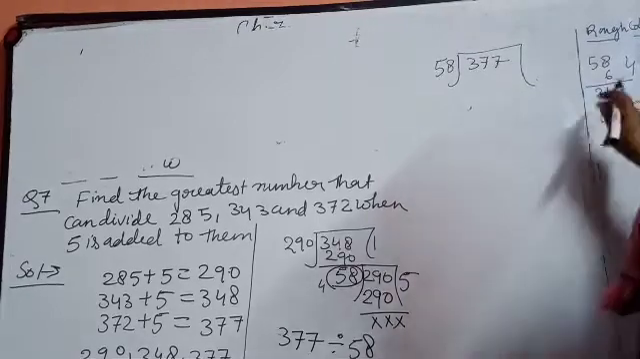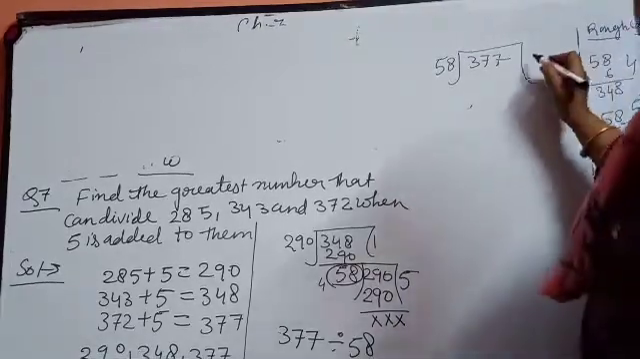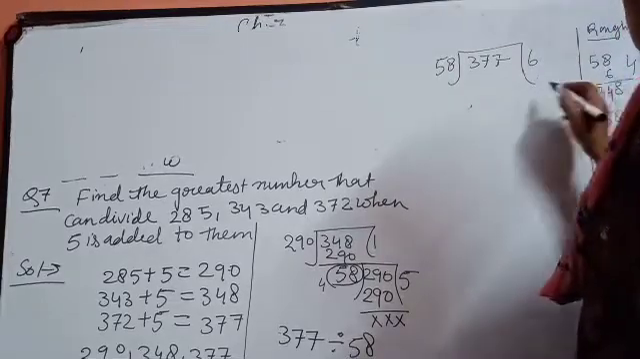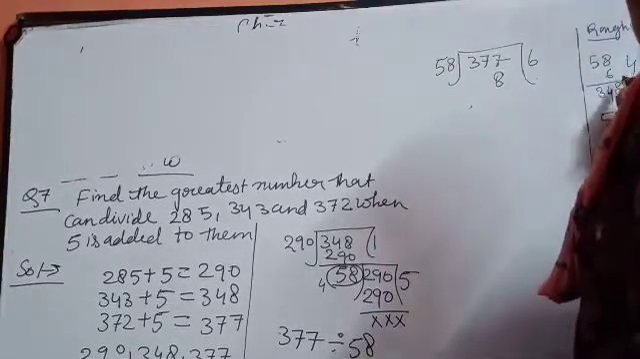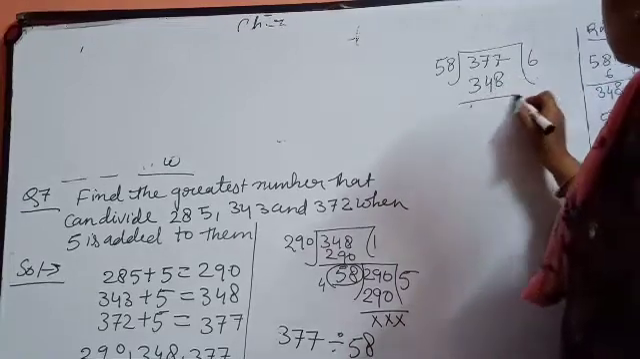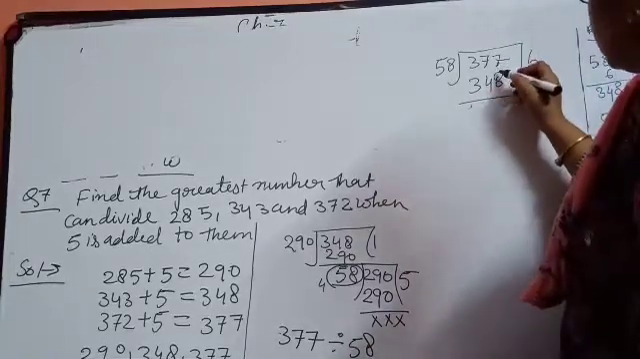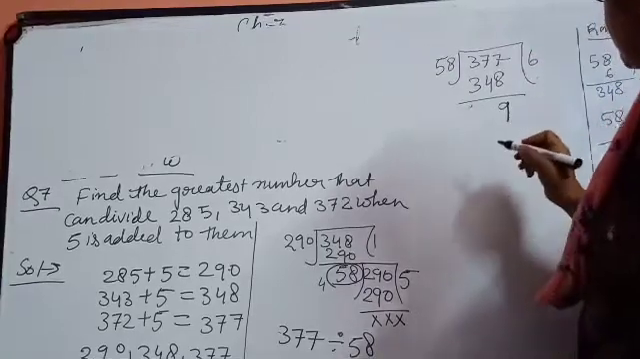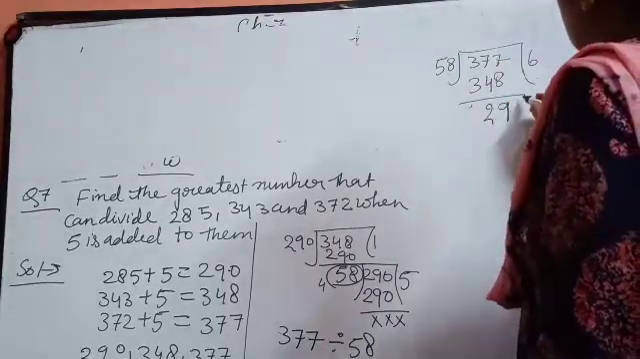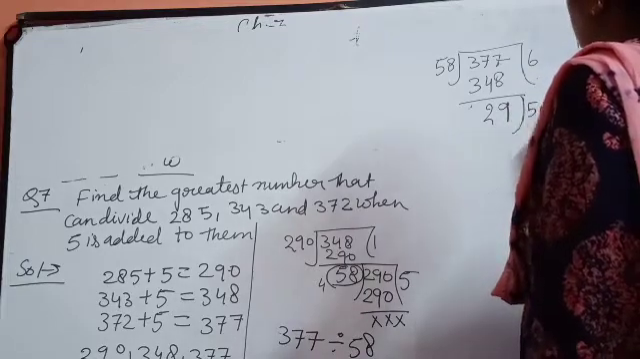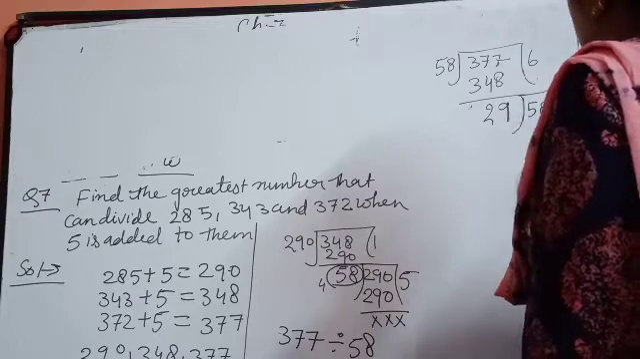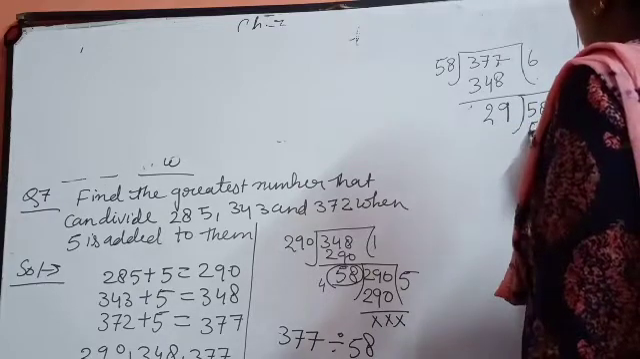Oh, it is becoming more. So how many times will it go? 6 times. What answer is coming? 8 sixes are 48, carry 4, 5 sixes are 30 and 4 is 34. Okay, now see that the remainder: 17 minus 8 is 9. Here it will be 6, 6 minus 4 is 2, so 29. 29 divided into 58. So 2 times maybe, 2 nines are 18, 1 carry, 2 twos are 4 and 1 is 5.